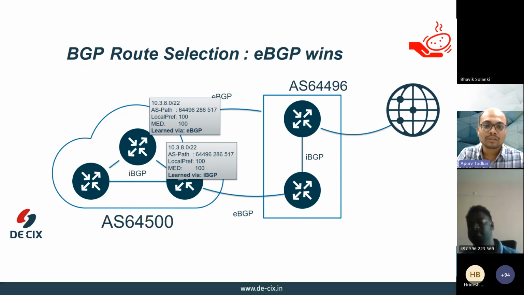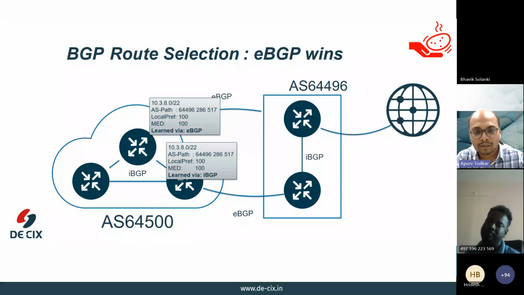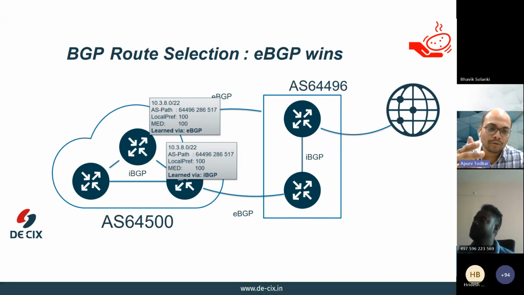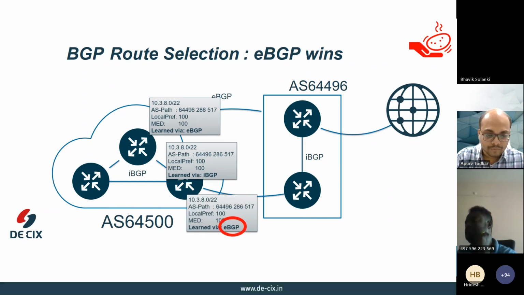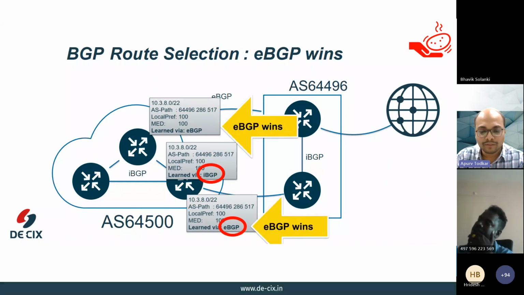Since the prefix was learned via eBGP, it is preferred. The router will choose that path. This preference ensures that the traffic exits your network as soon as possible, rather than being routed internally and then diverted to the transit provider. The idea is to offload the traffic as quickly as possible and reduce the internal routing load on your network. In this example, it was learned via eBGP, so the eBGP wins rather than the one learned via iBGP.